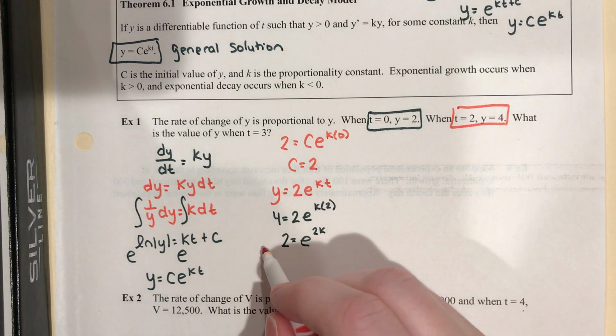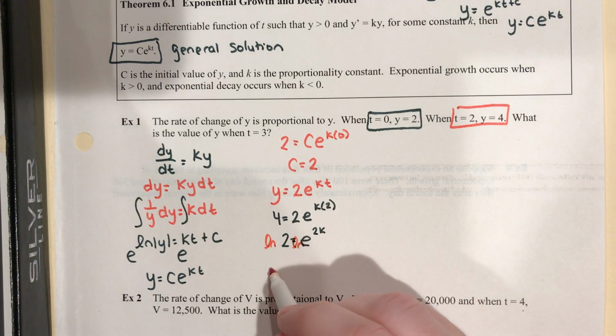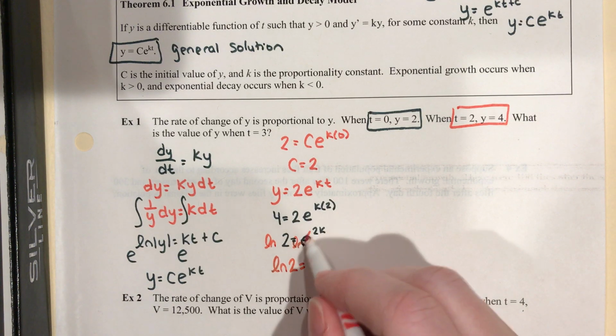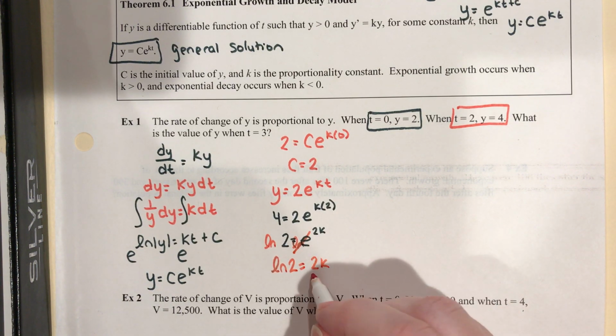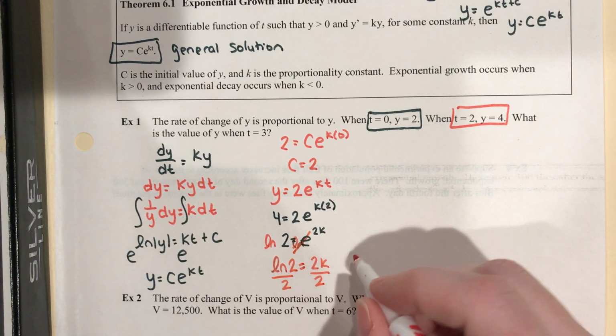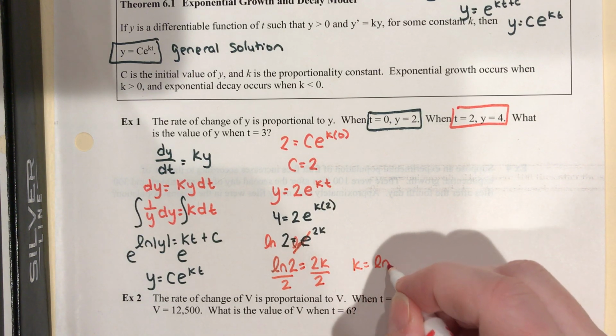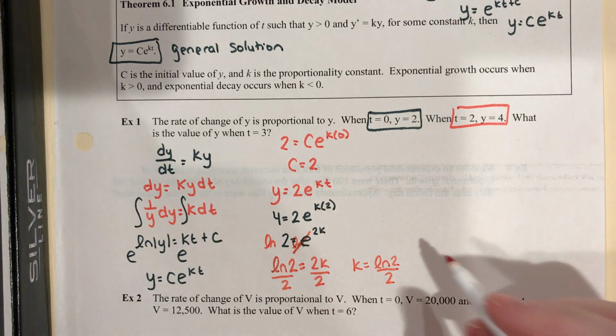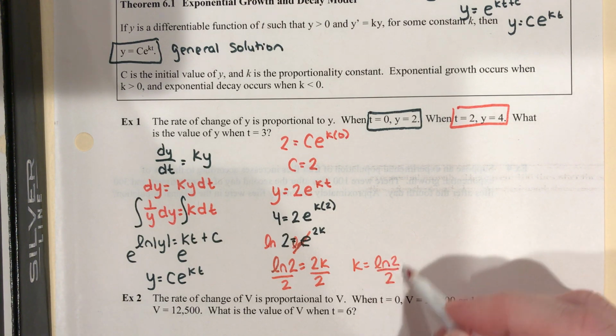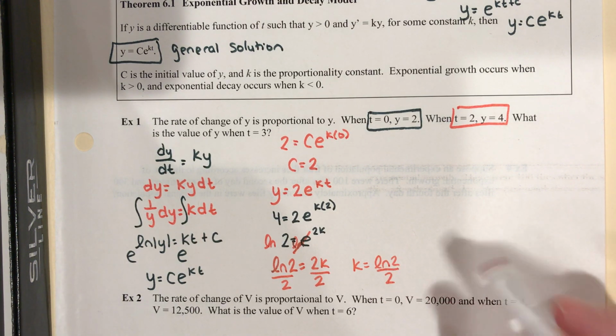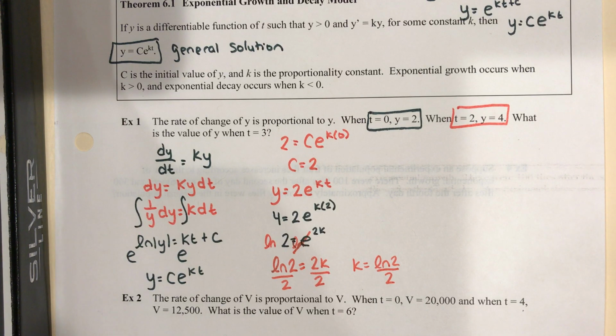I'm going to take the ln of both sides. So the ln of 2, these cancel, equals 2k. Divide by 2. K would equal the ln of 2 over 2. Now those 2's can't cancel. This is going to be some decimal. I'm going to leave it like this for now so that I don't end up rounding till the end.